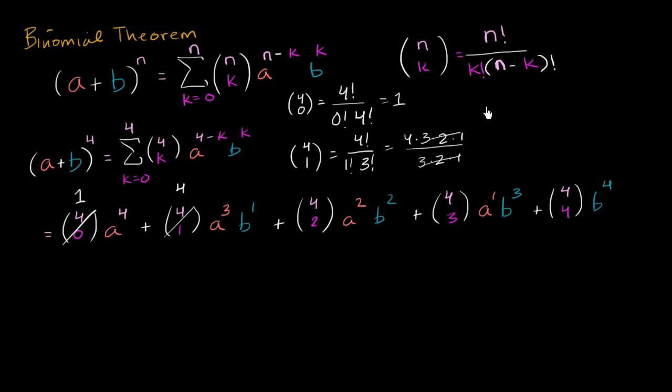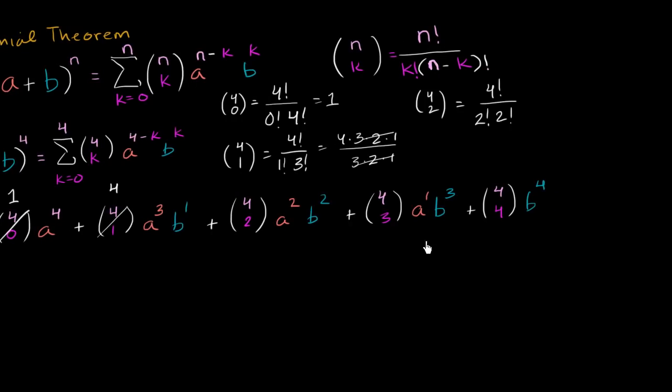And then we need to figure out what 4 choose 2 is. 4 choose 2 is going to be 4 factorial over 2 factorial times, this is going to be n minus k, 4 minus 2 factorial. So what is this going to be? This is going to be 4 times 3 times 2 times 1 over 2 factorial, which is 2, times 2. So 2 times 2 is the same thing as 4. We're left with 3 times 2 times 1, which is equal to 6. So that's equal to 6.